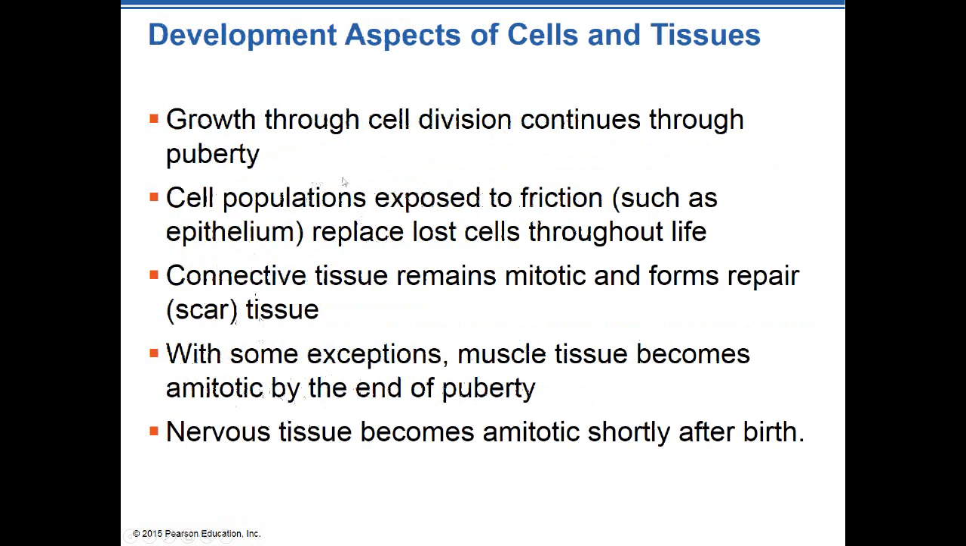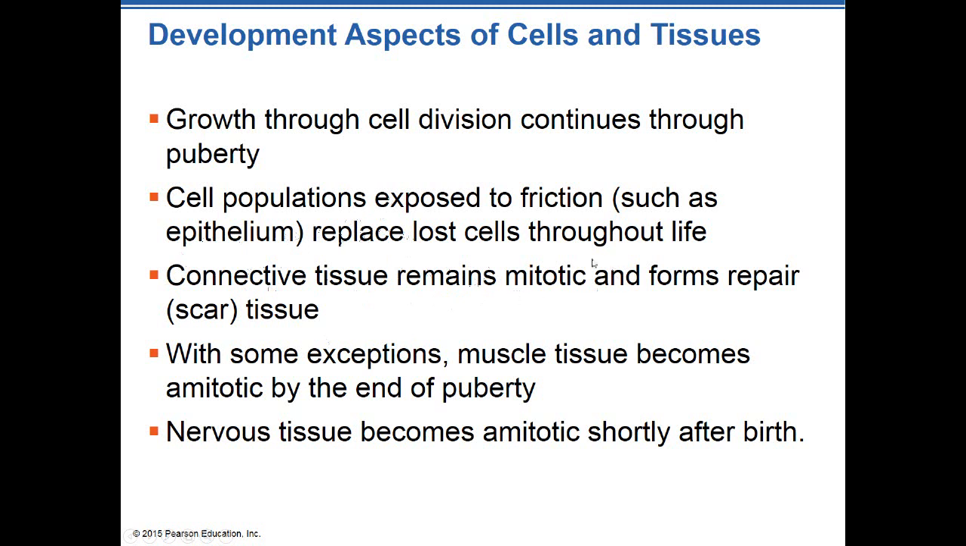Developmental aspects, this is the last little part of this. So growth by cell division happens all the way until puberty. That's how you get bigger: the cells just undergo mitosis and you get more and more cells. You have some cell populations that are constantly exposed to friction, like your skin and the lining of your digestive system. Those cells are constantly rubbing off and dying, and they just get replaced by cell mitosis.